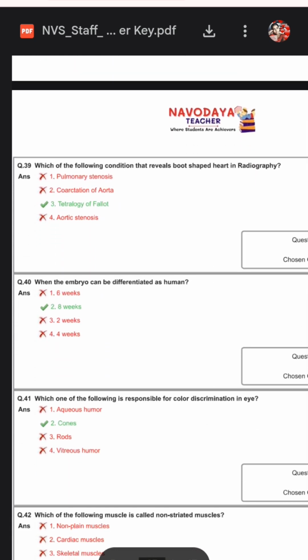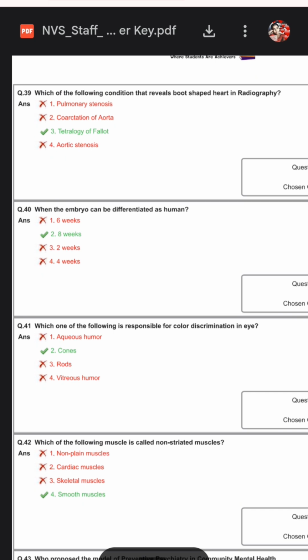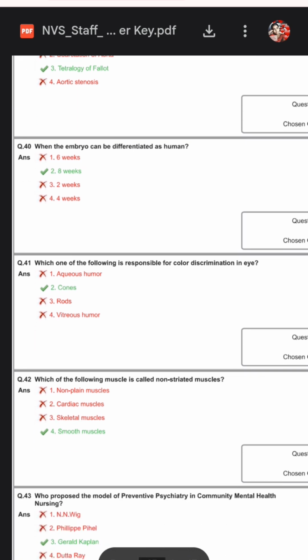Which of the following conditions reveals a boot-shaped heart on radiography? The correct answer is tetralogy of Fallot. When can the embryo be differentiated as human? The correct answer is 8 weeks.